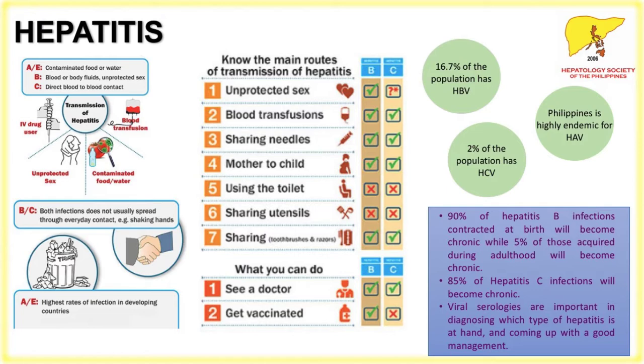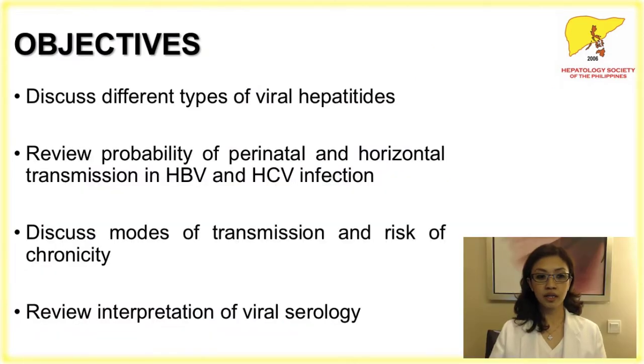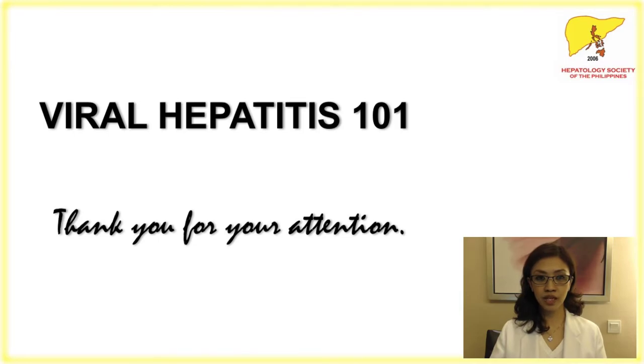Vertical transmission is more common in chronic hepatitis B in hyperendemic nations like the Philippines, but horizontal transmission is more usual for chronic hepatitis C. Diagnosis is made based on proper interpretation of hepatitis serologies. And so in this lecturette, we have successfully discussed these objectives. Thank you very much.